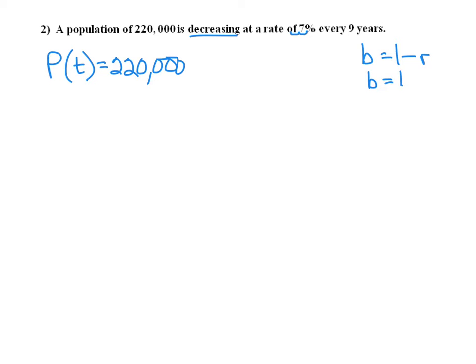So b is equal to 1 minus 0.07. That tells us that for this decay problem, b is equal to 0.93. I expected a number less than 1 because I've got exponential decay. So that goes inside my parentheses, 0.93. The exponent, since I am decreasing at this rate every 9 years, we're going to say t gets divided by 9. So we've built this function as an exponential function.